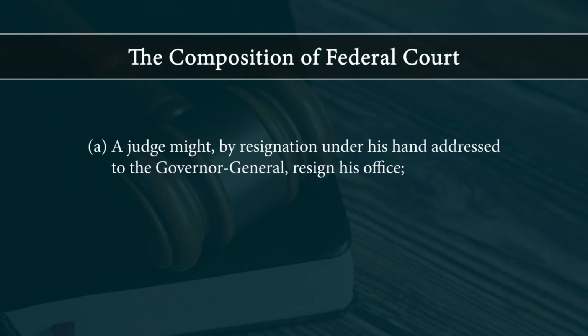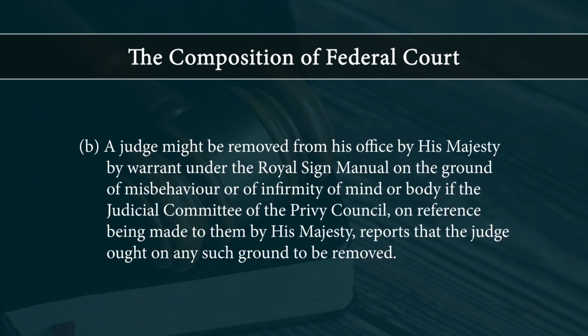It was further provided that a judge might, by his resignation under his hand addressed to the Governor General, resign his office. Also, a judge might be removed from his office by His Majesty by warrant under the Royal Sign Manual on the ground of misbehavior or of infirmity of mind or body if the Judicial Committee of the Privy Council, on reference being made to them by His Majesty, reports that the judge ought on any such ground to be removed.